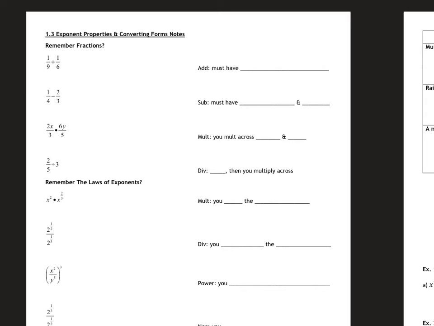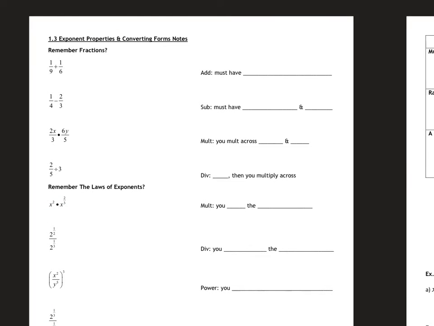So what we're going to talk about here, exponent properties and converting forms. We're going to start with just basic fractions. A lot of it goes the same. Remember, when you're adding fractions, you must have a common denominator. So I'm going to go ahead and write that over here for you. So a common denominator.